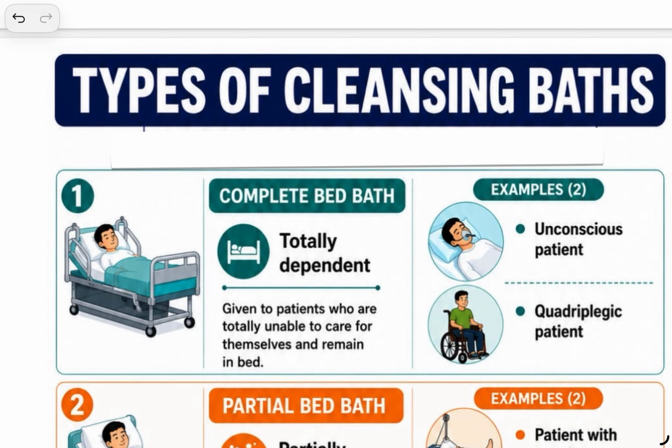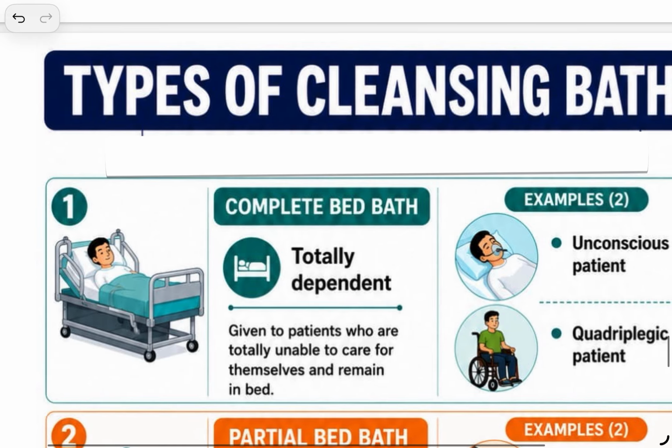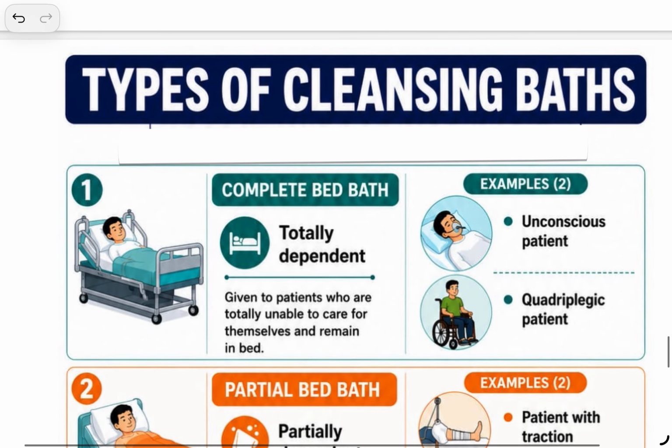Which type of bath is it? What type of bath is it? Complete bath. Okay. So what are the two examples I gave? That is the unconscious patient and also the quadriplegic patient.